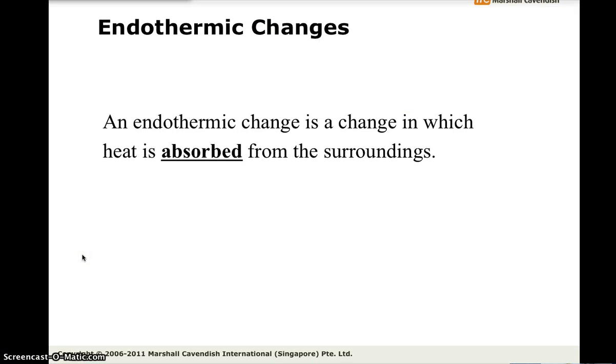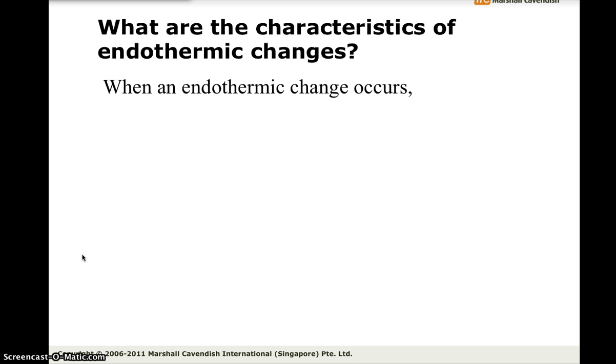Alright, so now let's take a look at endothermic changes. An endothermic change is a change in which heat energy is absorbed from the surrounding. Or you can say that heat energy is taken in from the surrounding. Always remember endothermic, E-N, enter. Heat energy enters the system from the surrounding.